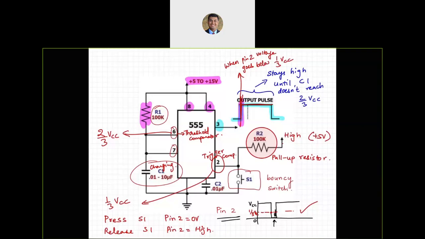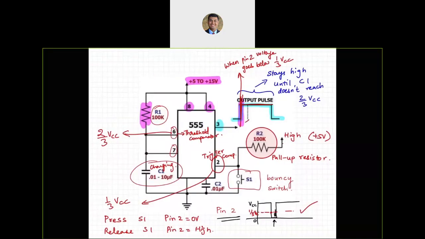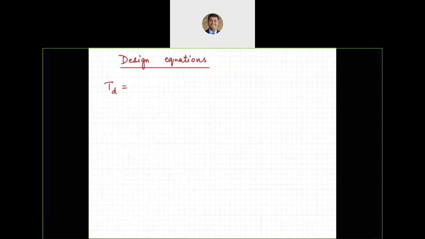Okay, so it looks like you guys are okay in terms of the discussion. So what we are going to do is move on and talk about the design equations. Because I need to control for how long the pulse needs to stay on, I need a design equation for this. The design equation is dependent on the capacitor reaching 2/3 of the voltage. And if you calculate that time, let me indicate that over here as TD. I'm calling TD the time duration for the output pulse. So TD is going to be related to R1 and C1 in our circuit, and it will have a factor of 1.1 in there.